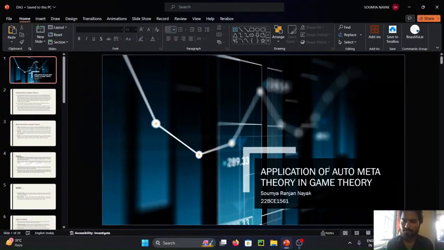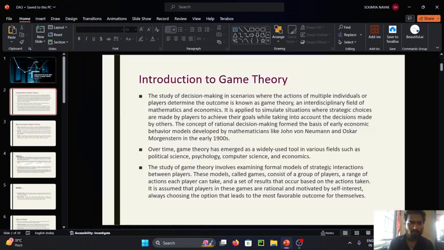So here is the topic. It is application of automata theory in game theory. So we are going to discuss this entire topic in two sessions. That is, first is the game theory, and second is the automata, how we can implement the automata inside the game theory.